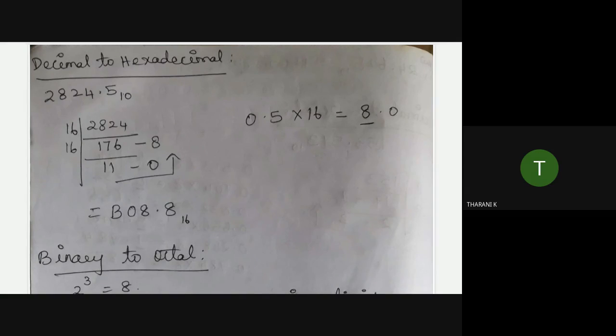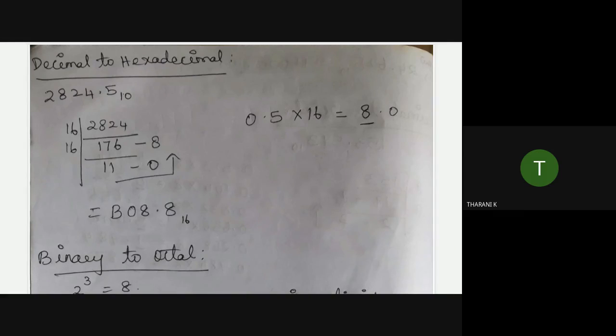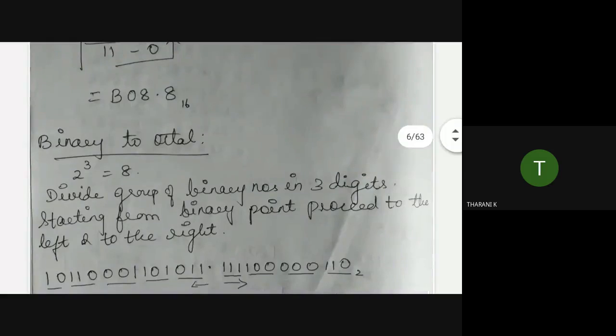So in order to convert from decimal to any other number system, you have to find separately the integer as well as the fractional part. That is, for the integer you divide by its base, and for the fractional part you multiply by its base. If you want to convert any number system to decimal, you have to multiply each digit place with its base. Is it clear? So next we are going to convert other number systems, that is binary to octal.